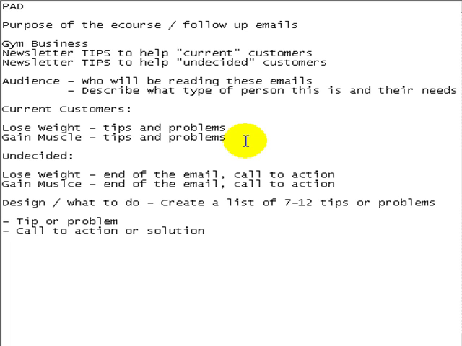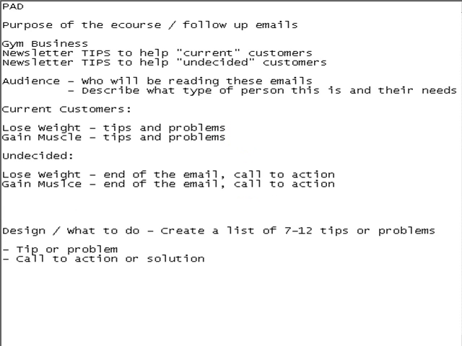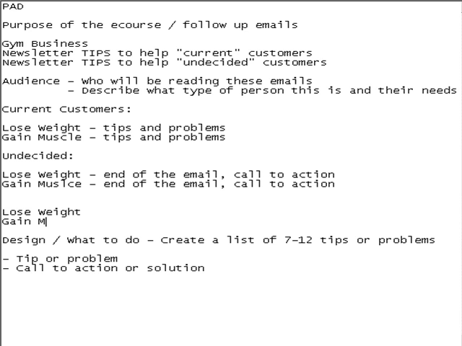But anyways, without sidetracking, you've got the audience. Okay, current customers, undecided possible customers. Who will be reading these emails? Okay, we've got that done. Describe what type of person this is. Okay, now since I'm dealing with both people that want to lose weight and people that want to gain muscle, all fall into different categories.